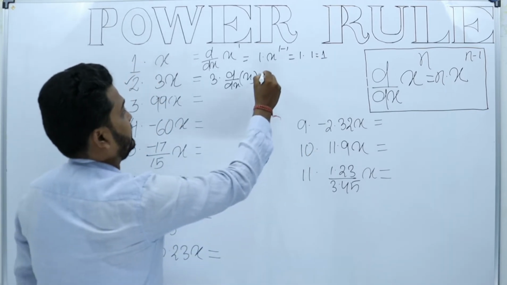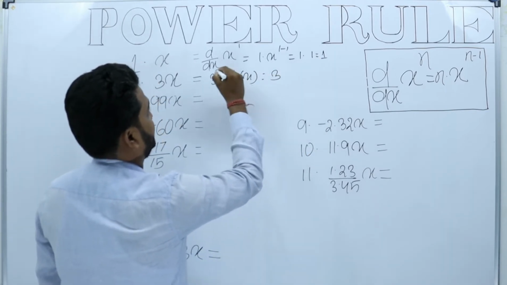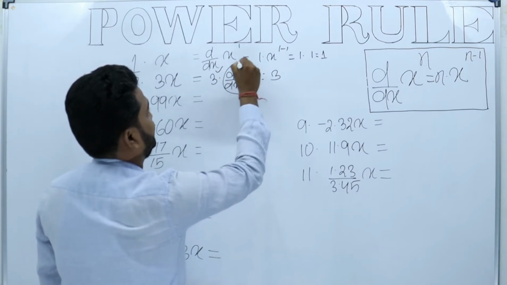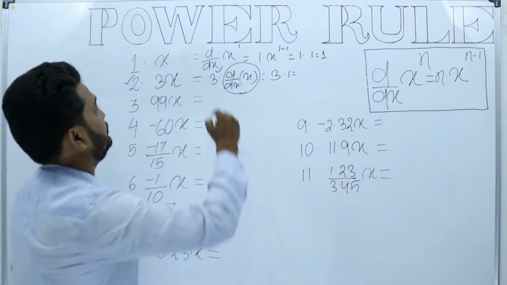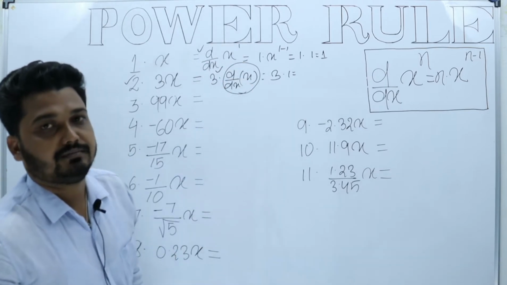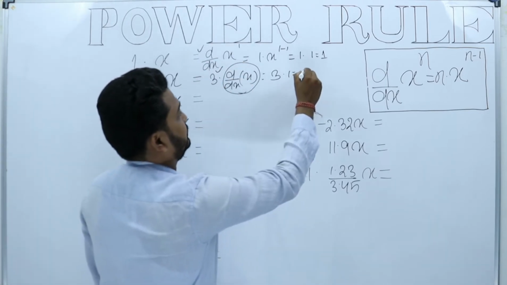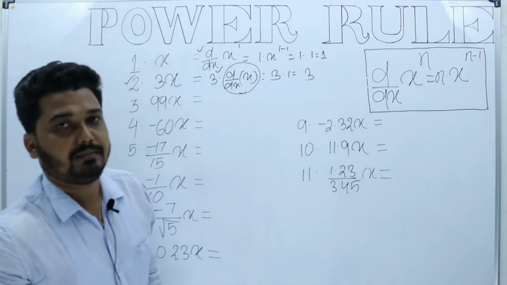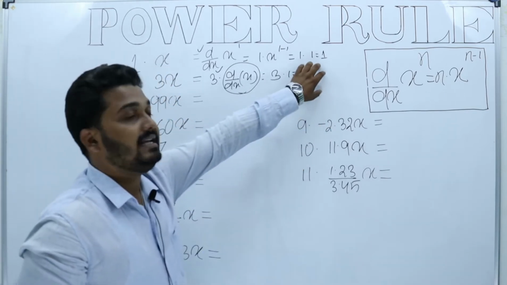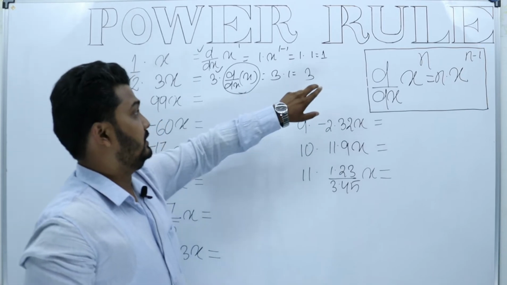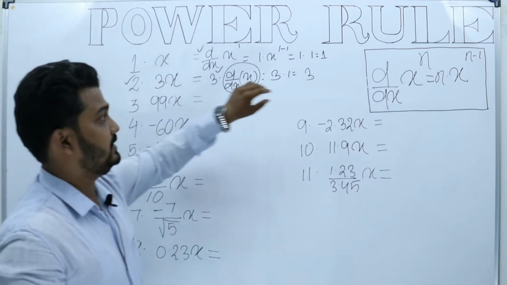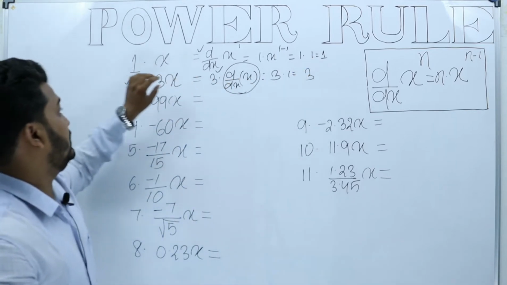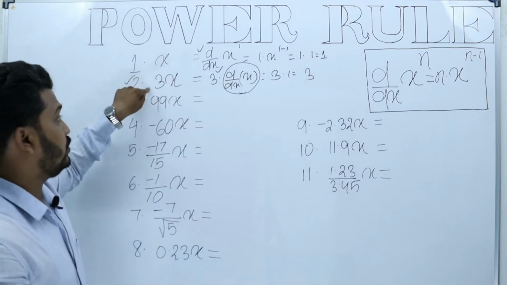So in the next step I am writing here the 3 remains the same. In the place of d by dx of x, simply we are writing 1 according to the previous question. So 3 into 1, the answer is 3. And this 3 is giving a hint that the answer itself is present in the question. That means the answer is nothing but the coefficient or the constant of the question.